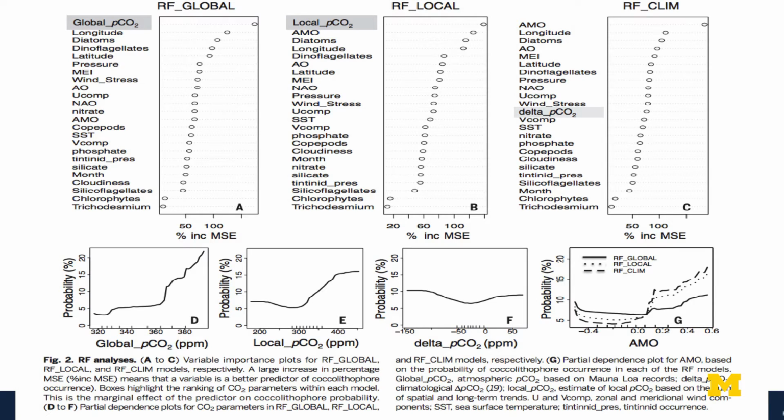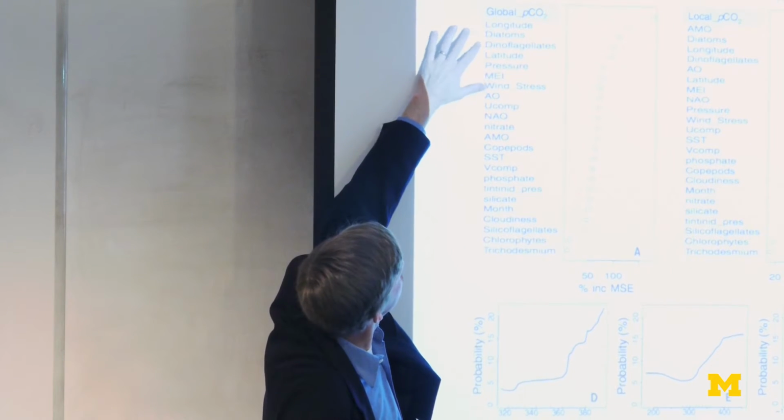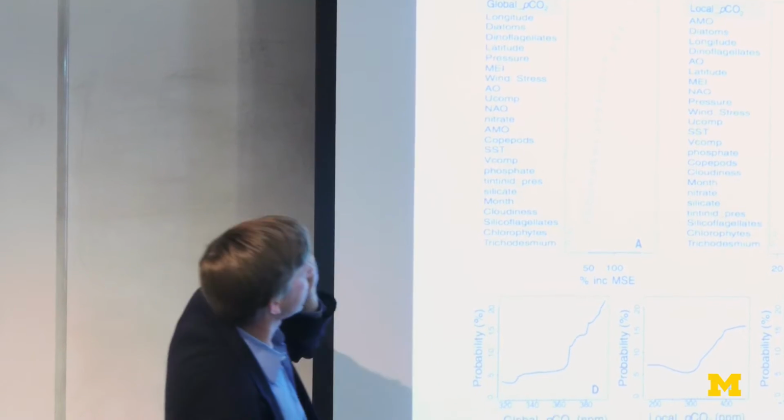Okay, so what do you get out of something like this? One thing you get is a ranking of variable importance, and this is how important the variable is to the predictive accuracy of the model. That is, if we drop global CO2 from our global random forest model, global because we're using the global measure of CO2, that gives us the biggest decrease in predictive accuracy. So you take it out and you look at how much predictive accuracy changes if you take that variable out, and you do that with all of your variables. So we've got CO2, longitude, diatoms, flagellates, latitude, pressure, and you can just keep going down the list.